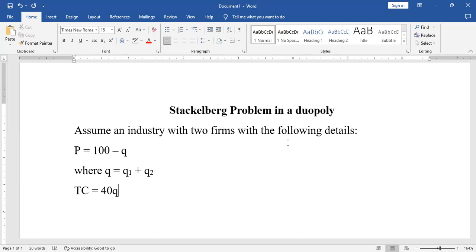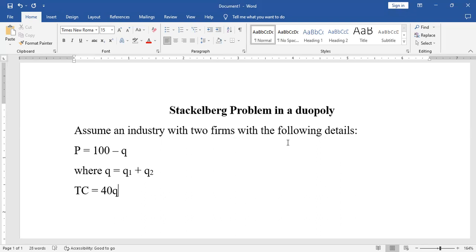The total quantity is given by simply saying Q is equal to Q1, meaning quantity produced by firm 1, plus quantity produced by firm 2, Q2. These Q1 and Q2 are not Q1 squared, or Q raised to the power 1 and Q raised to the power 2. They simply denote different quantities for the two different firms, quantity 1 and quantity 2, respectively.